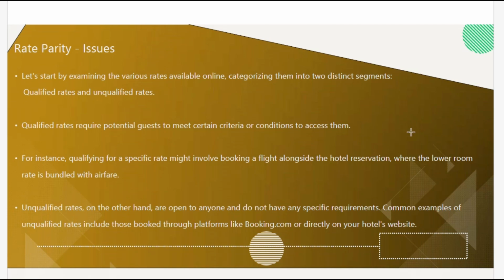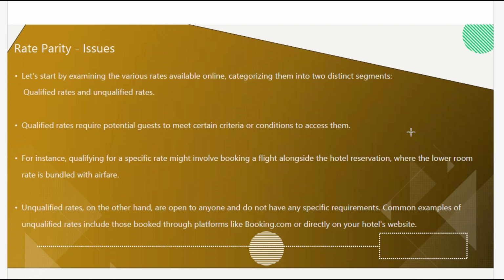Rate parity issues. So usually you'll have some weird rates published on some weird websites which you are not directly in contract with, but they are publishing your rates, and sometimes you are not able to find out from where they have got this price. So that is what we are going to discuss.